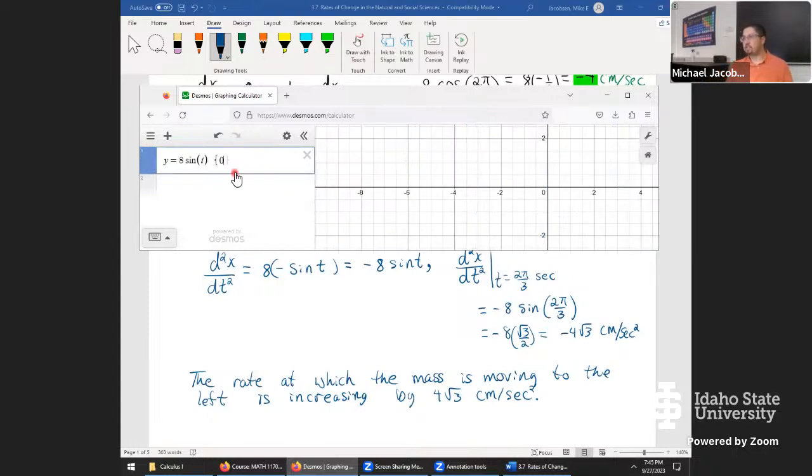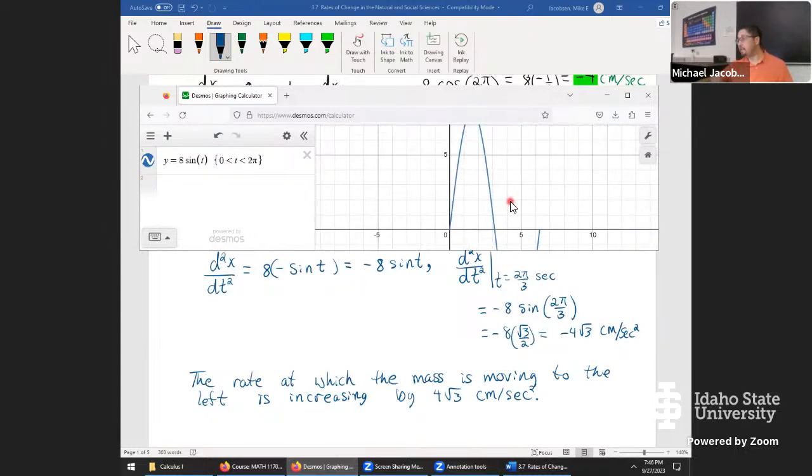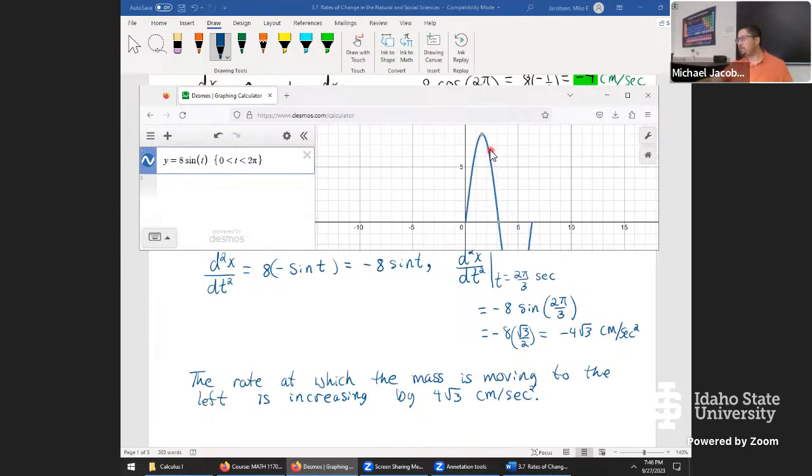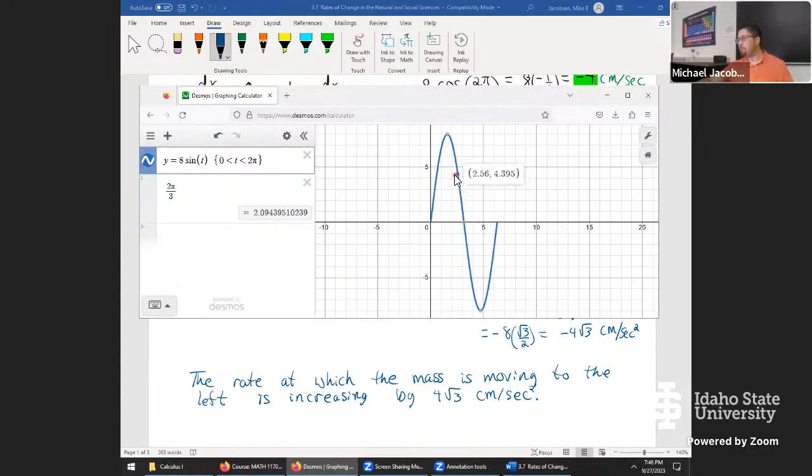We should say that time starts at 0. Let's go to something like 2 pi. That ought to be just fine. So here's our graph right here. At 2 pi over 3, we would be about right here. Let's double check that. 2 pi over 3 is about 2.09. Okay, I think we have a good picture now. 2.09 is about right here. So roughly at that location.